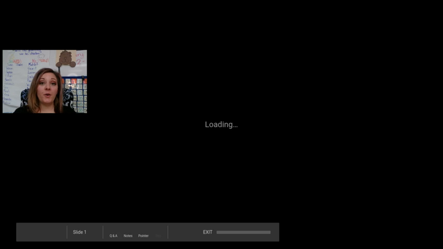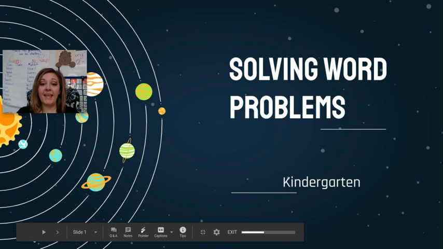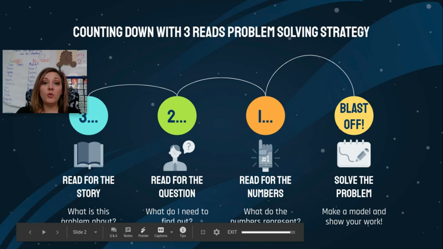Boys and girls, today we're going to work on solving some problems again. So we're going to go through this slide together and see how we need to solve problems. When we are looking at word problems, there are different steps we have to take.